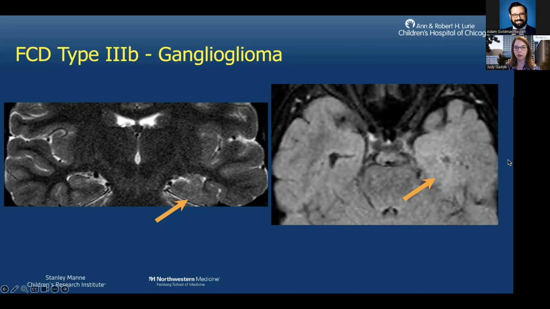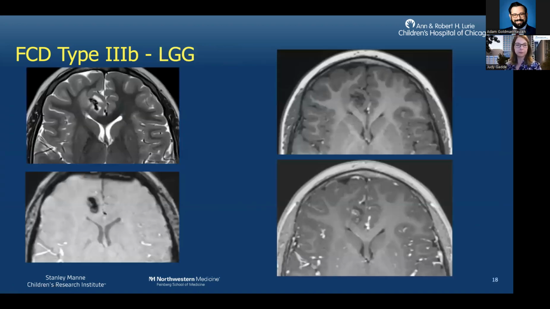But it's important in all of these cases to look at the surrounding white matter and see if the area of signal abnormality extends beyond what you would expect, because then the pathologist and the neurosurgeons, if they end up resecting it, will be more suspicious and more, I guess, judicious looking for that focal cortical dysplasia.